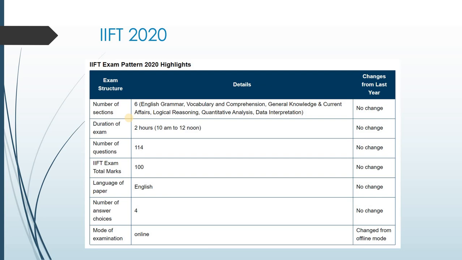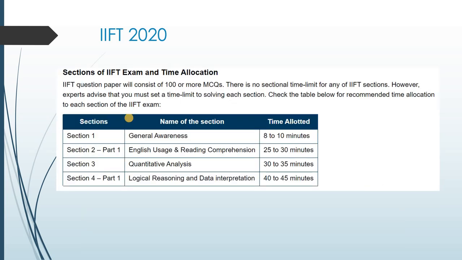So I hope you have taken some mock tests by IMS or some other coaching institutes. Ideally, I took 5 mock tests before the IIFT exam, and that really helped me a lot. So, sections of the IIFT exam and the ideal time you need to allocate. This is a rough figure. For general awareness, you should spend at least 8 to 10 minutes. English and RC 25 to 30 minutes. Quant 30 to 35 minutes. LR and DI 40 to 45 minutes.